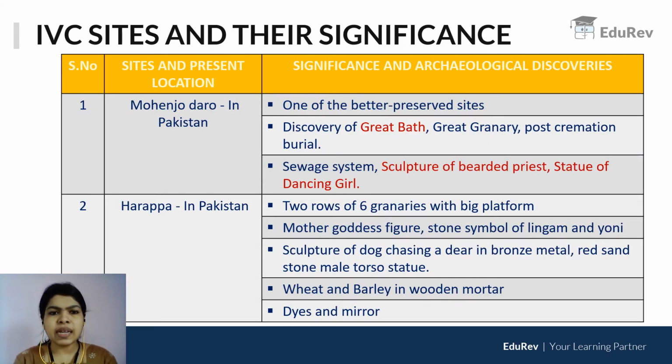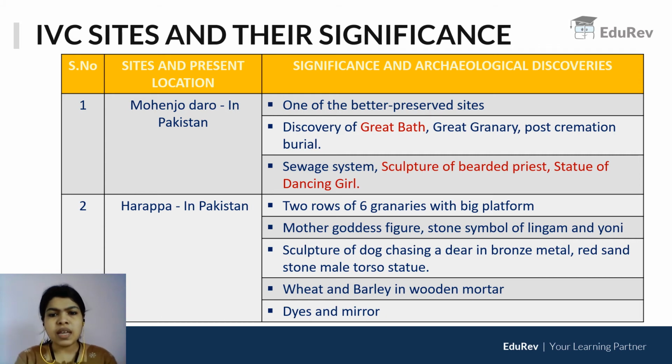The first site is Mohenjo-daro in Pakistan. One of the better preserved sites, and we have very famous sites like the Great Bath, Great Granary, and we also have the sculpture of the bearded priest, the sculpture of the dancing girl discovered from Mohenjo-daro. Harappa, yes, mother goddess figure, that's one thing.